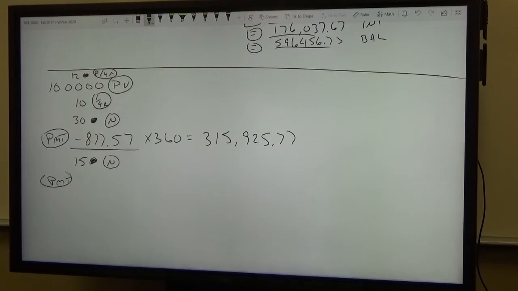solve for payment. Wait, this is 100,000? It's on 7461. Yep. Times 180 payments. It'll be $193,428.92. If we did it for, I don't know, let's just say a 5-year term.